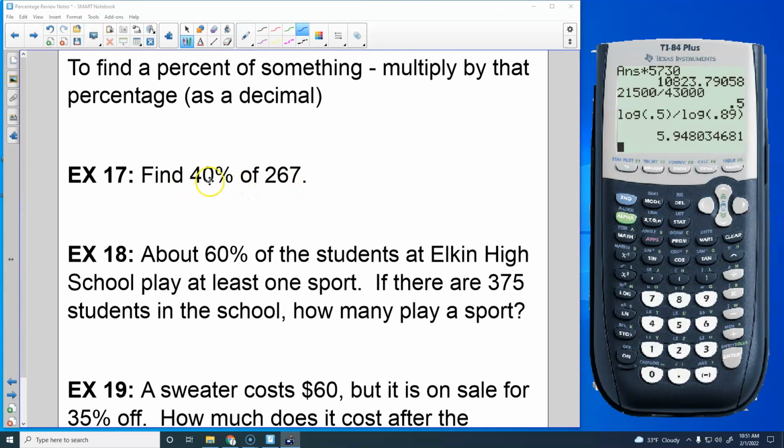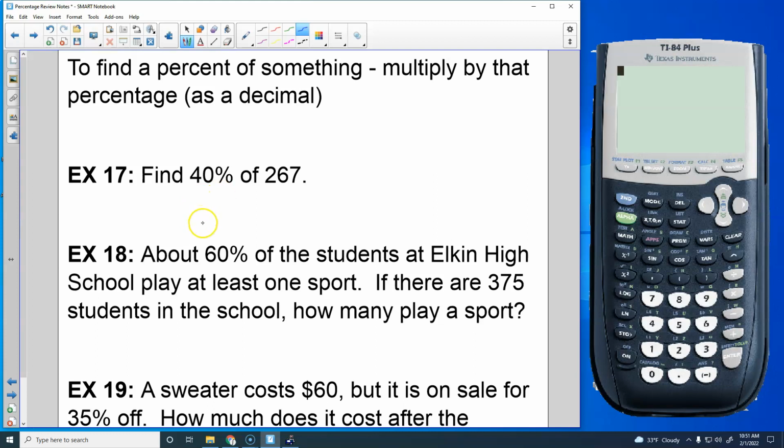Okay, so if we want to find 40% of 267, we just have to multiply 40% times 267, but we have to change that 40% to a decimal. So, Caroline, what is 40% going to be as a decimal? Very good. And then we'll just multiply it by our 267. What do we get whenever we do that? 106.8.